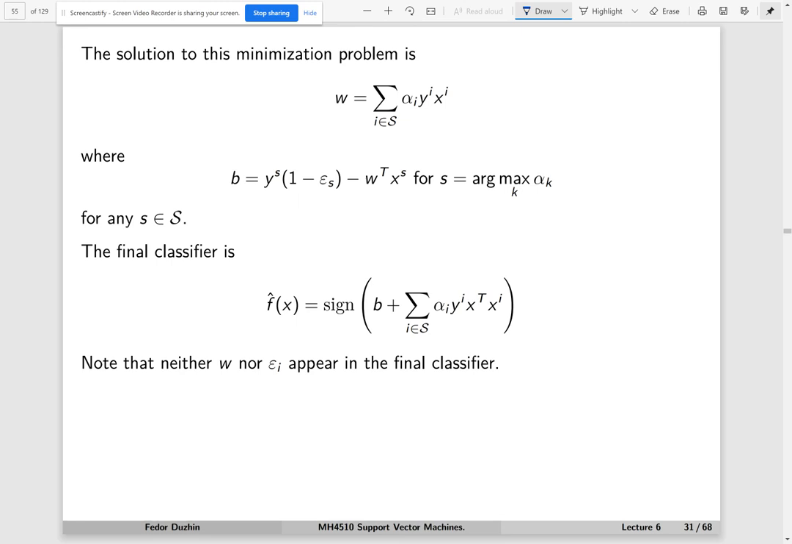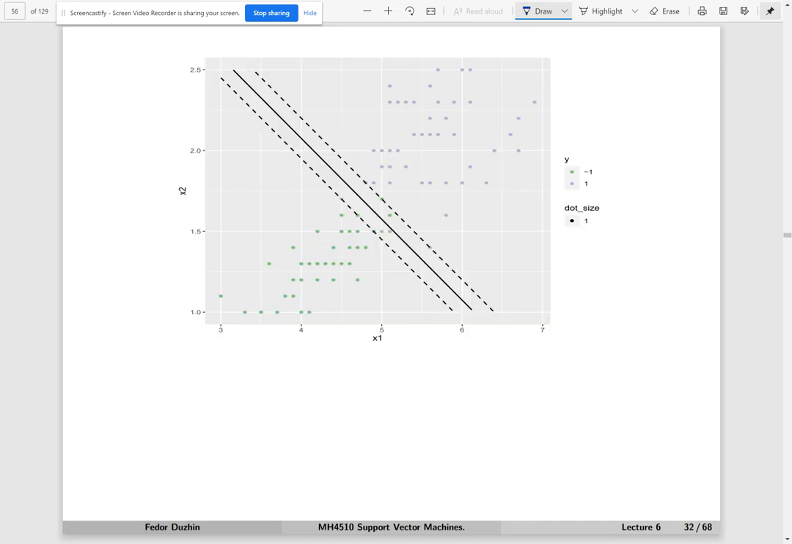It's very similar. It's basically the same thing as the final classifier for the maximal margin problem. It's just that it is found differently. The optimization problem has a higher dimension, so we need to optimize more, not just W's, but also epsilons. But these epsilons do not, in fact, appear in the final classifier.